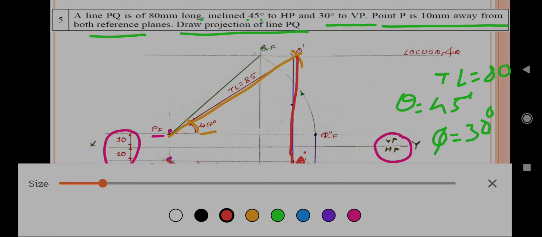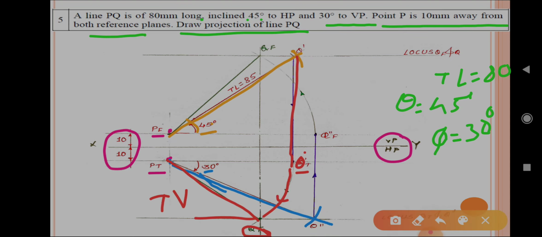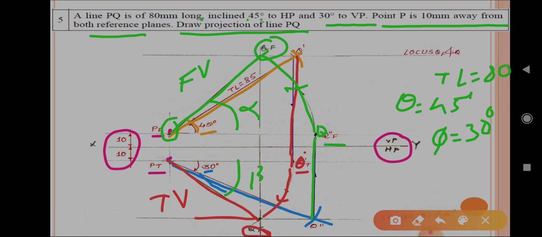And for the front view, we complete the Q double dash, we get the first Q double dash F, then draw the arc and connect PF to QF, we get the front view. By using this we can calculate the alpha angle and beta angle, that is the apparent inclination of the front view and top view.